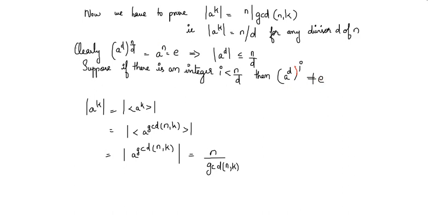Therefore, the order of a raised to k will be the same as the order of the cyclic group generated by this thing. So instead of k, we first proved that the cyclic group generated by a raised to k is equal to the group generated by a raised to GCD of n and k, which will be the same as a raised to GCD. So the order is equal to n divided by GCD of n and k. That is the second part of the theorem.